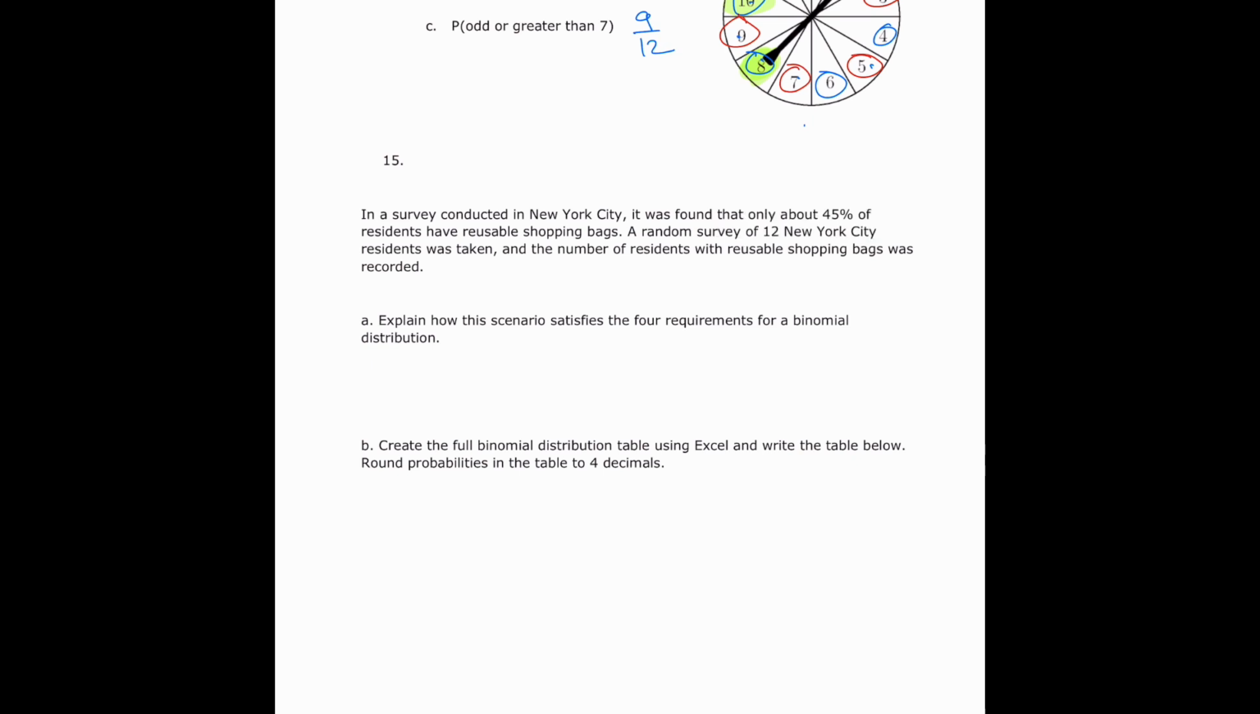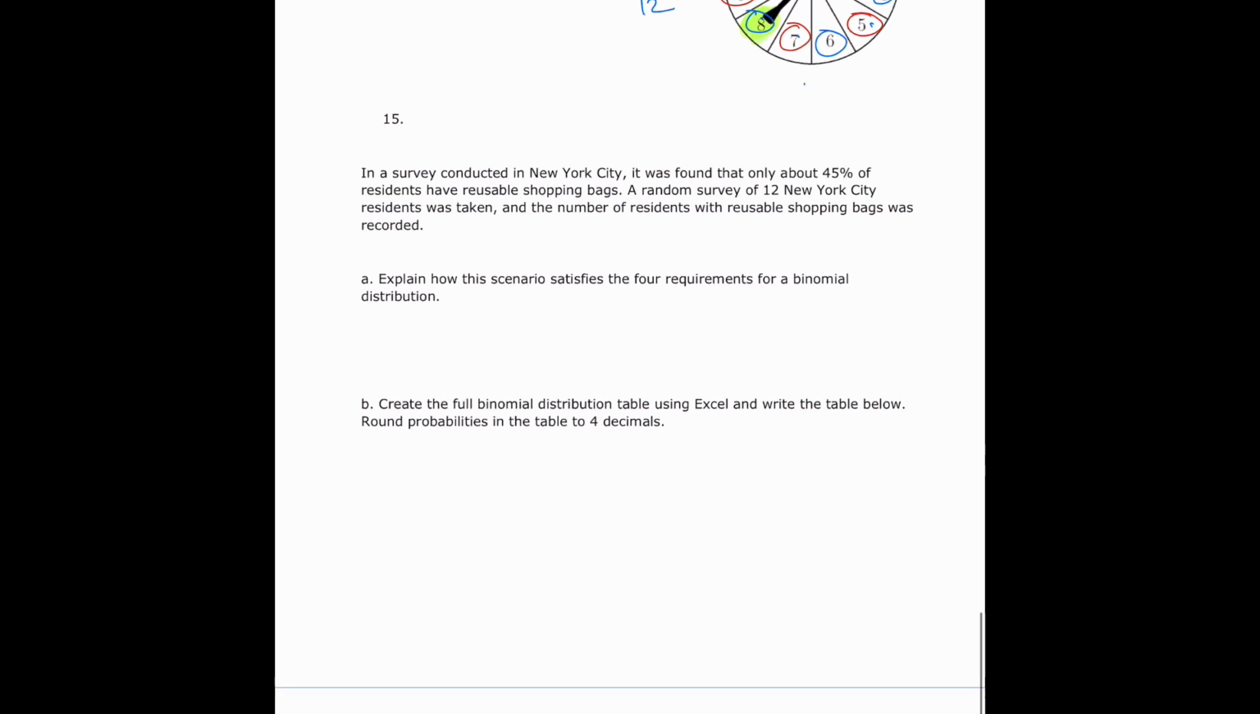Question number 15. In a survey conducted in New York City, it was found that only about 45% of residents have reusable shopping bags. A random survey of 12 New York City residents was taken, and the number of residents with reusable shopping bags were recorded. Explain how this scenario satisfies the 4 requirements for a binomial distribution. So I'm just going to say the conditions here. I don't want to write because it takes a lot of time to write it down.